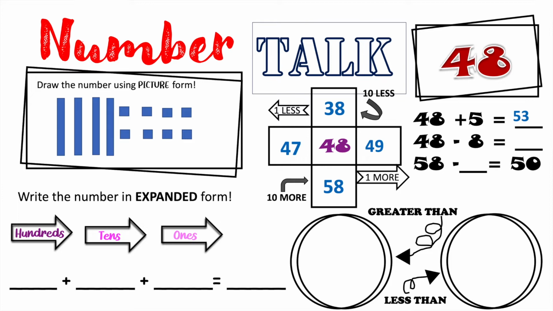We're taking away all of the ones. That means that we will be left with only the tens, 40. If we have 58, how many do we need to take away to have 50? Yes, 8. 58 take away 8 equals 50.